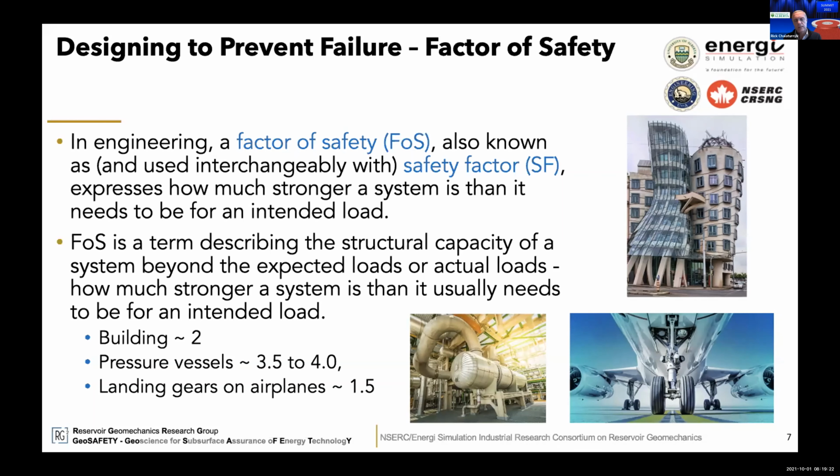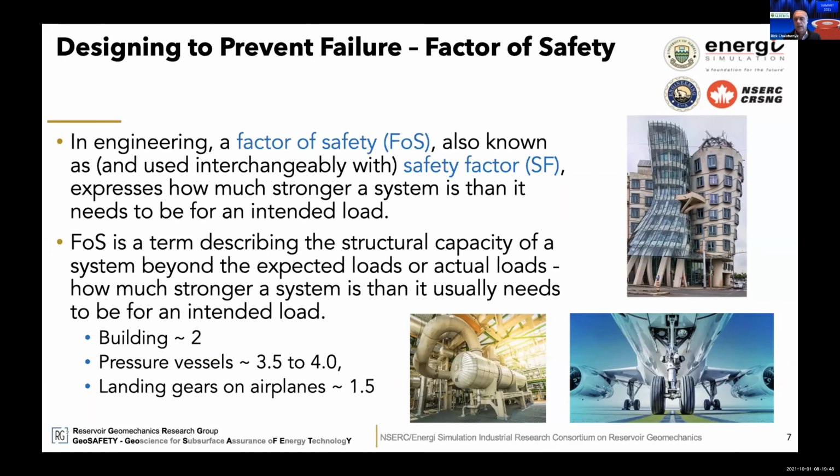But one of the other things that you see is that in a building, you might have an overall factor of safety of 2, pressure vessels might be as high as 3.5 to 4. And then something as critical as airplanes, you look at landing gears and they're down at 1.5. And that really has to do a lot with reliability, to be able to test components over and over and over again in order to demonstrate reliability.